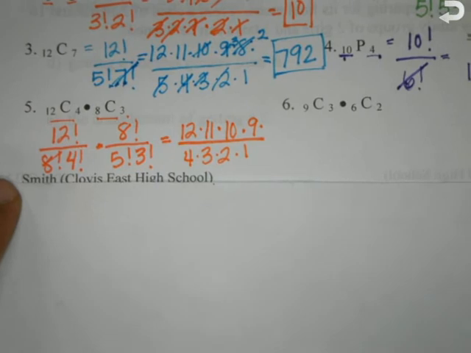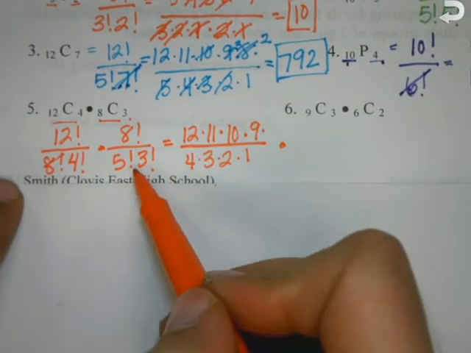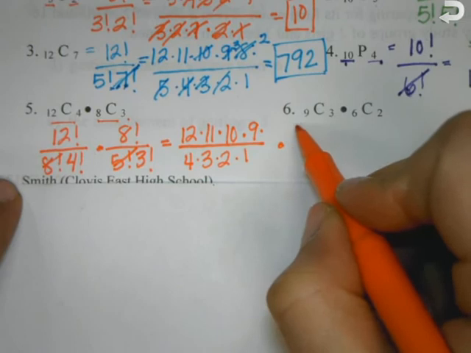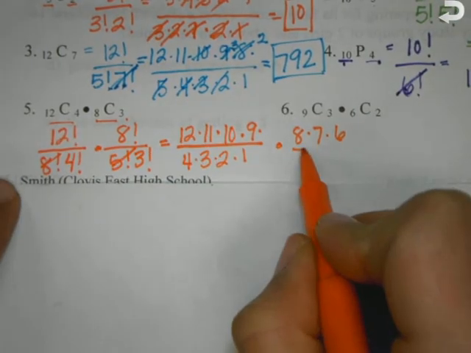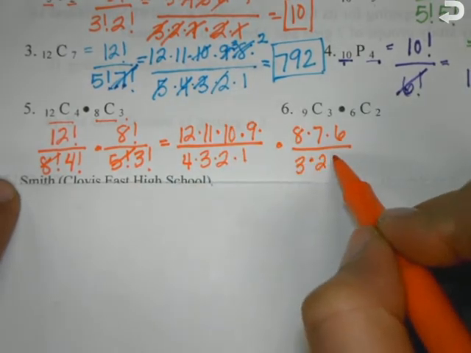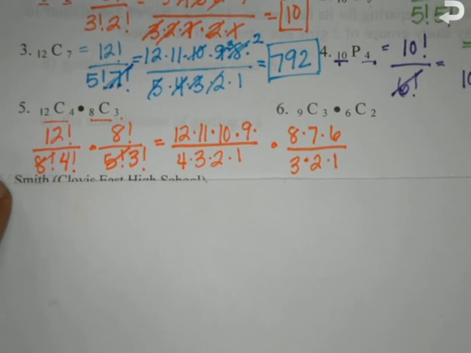What about 8 factorial and 5 factorial? Some stuff cancels there, 5, 4, 3, 2, 1. So what would be left of the 8 factorial? 8, 7, 6, all over 3 factorial, which is still left over, so 3, 2, 1. The 3 factorial did not cancel.